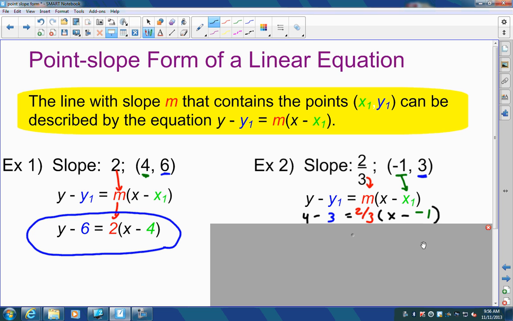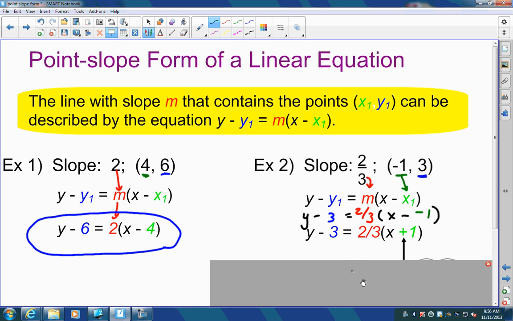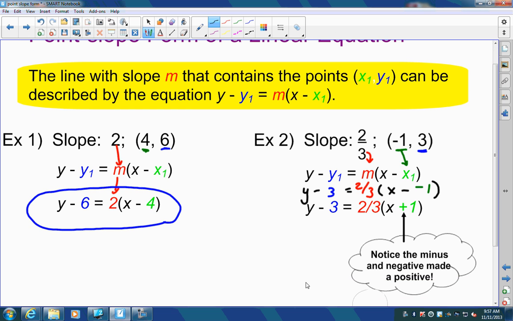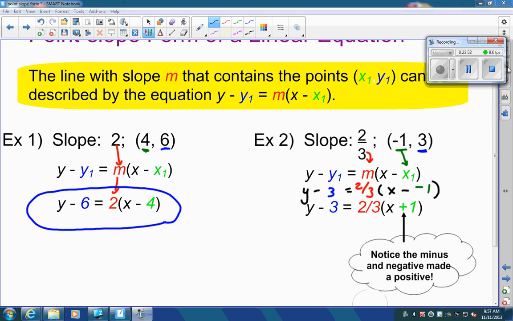Now, what you need to notice is that what's different from the first one is that this is minus a negative. When it's minus a negative, it changes it to positive. So here would be what our equation is in point slope form. Y minus 3 equals 2/3 times (x plus 1), because a negative times a negative makes it become a positive. You should have both of those examples written down on your paper for number 1 and number 2.